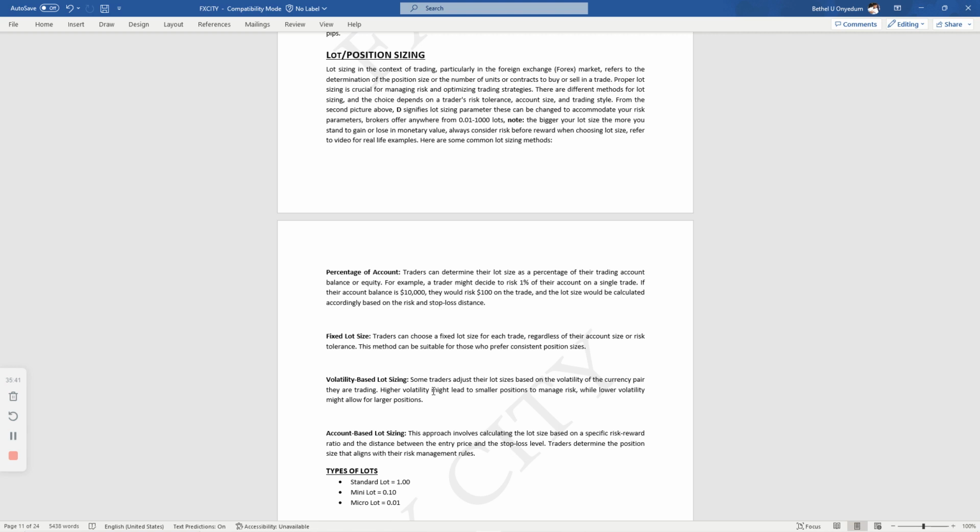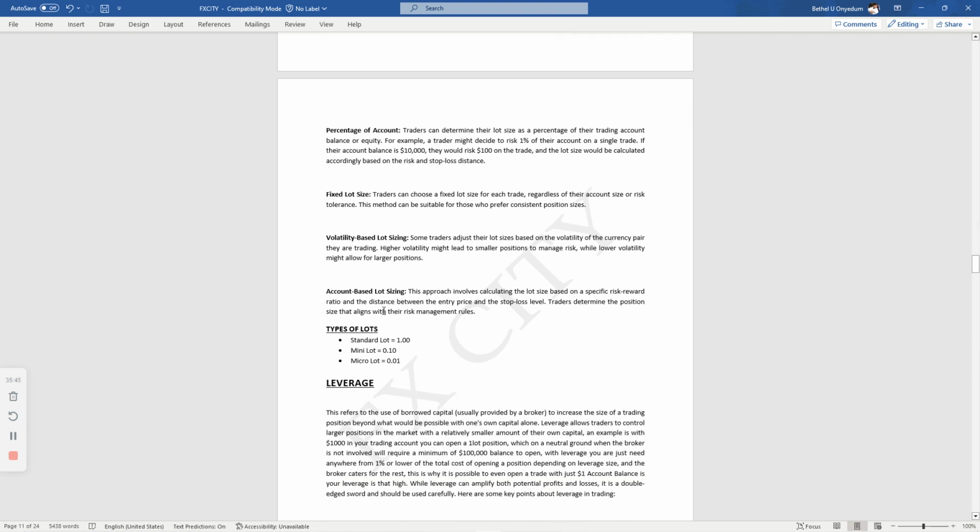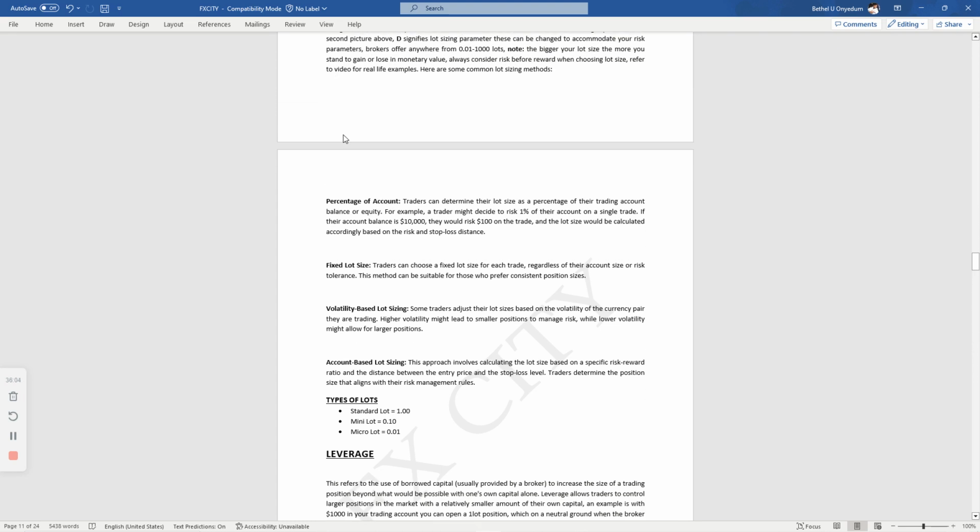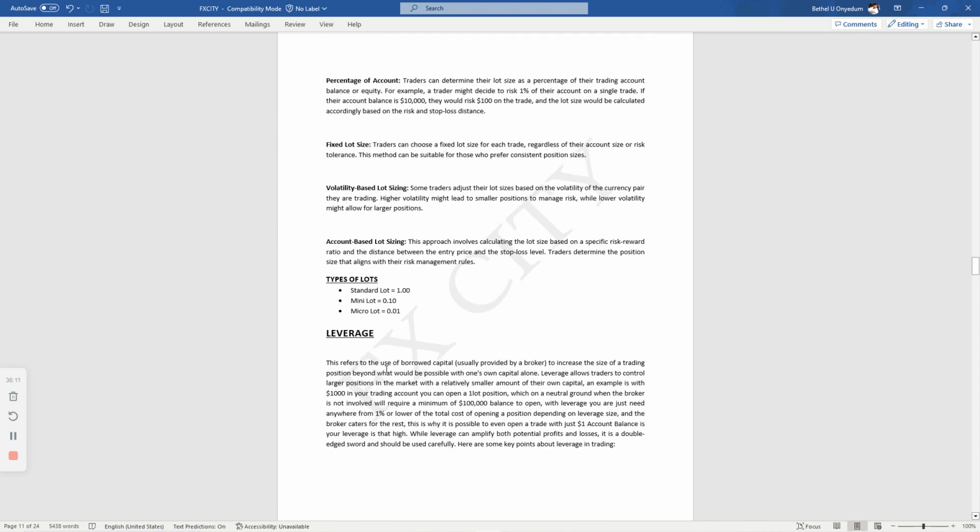Then volatility based lot size. And I don't know what that actually is. I haven't used that. So I put that in there for your study, just for you to have it at the back of your mind, not that you might actually be using it. So these fixed lot and account-based lot size are the common ones in the forex market. And then you have percentage of accounts. Okay. So percentage of accounts, fixed lots, volatility based lot sizing, which I don't know what it is, and account based lot sizing.